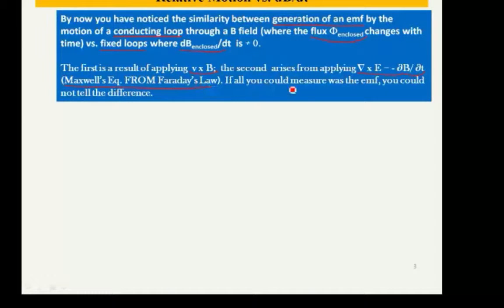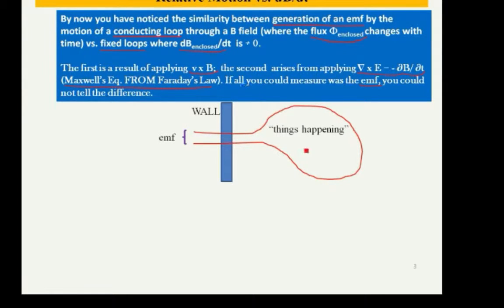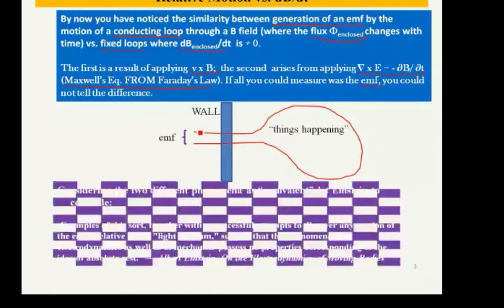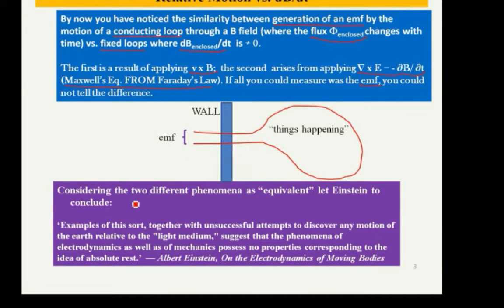If all you could measure was the EMF, you could really not tell the difference. So, for example, if you have a loop behind a wall, where you can't see what's happening, things are happening over here, and you see an EMF between the wires. Because both of these situations give you an EMF, you can't tell them apart. This is a situation where you have two different phenomena being equivalent.